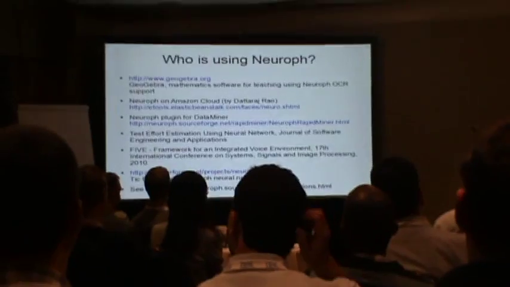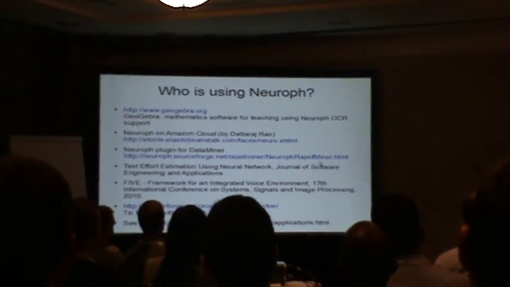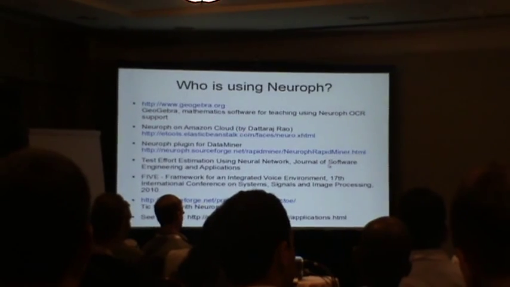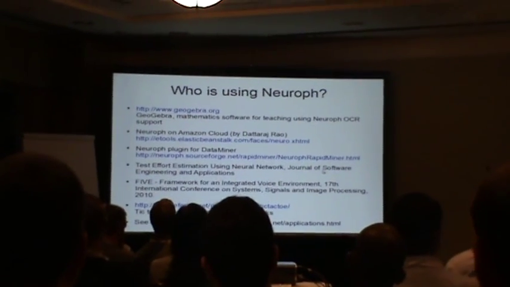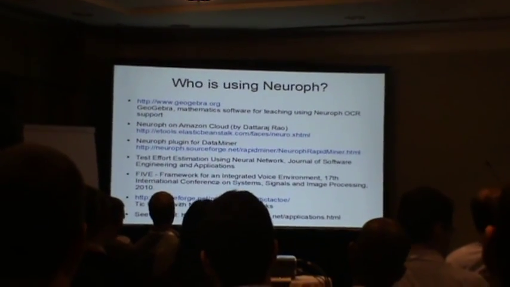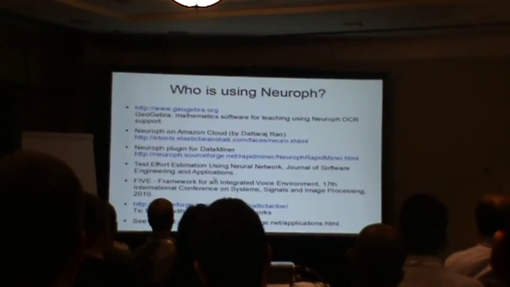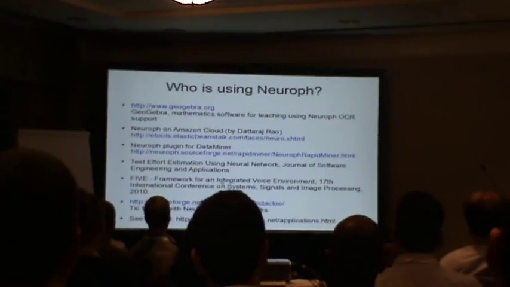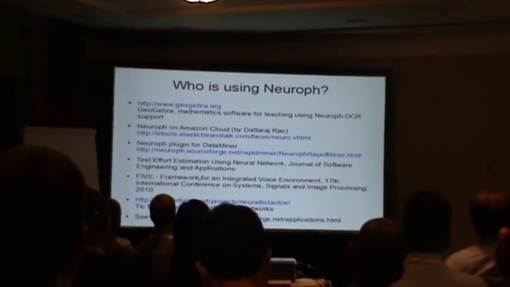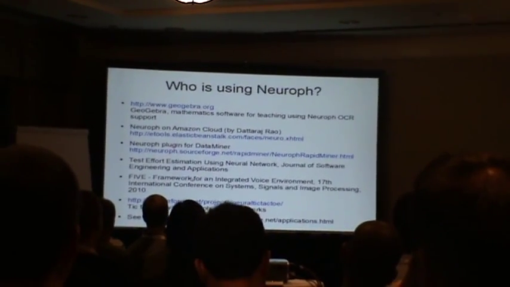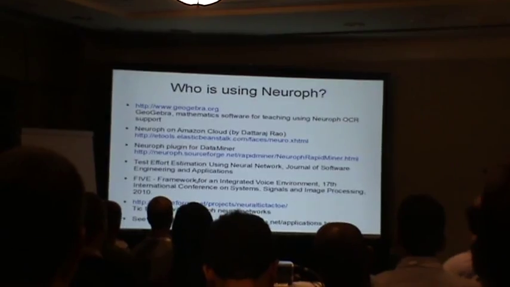There are two research applications, two research papers you can find. It's test effort estimation using neural network, published in Journal of Software Engineering and Applications, and a framework for an integrated voice environment, which is published at a conference. Then there are many game applications. One of them is Tic-Tac-Toe with neural networks, which is available also on SourceForge.